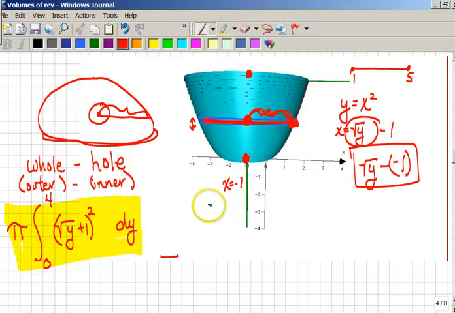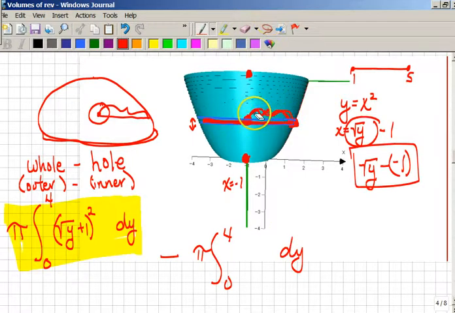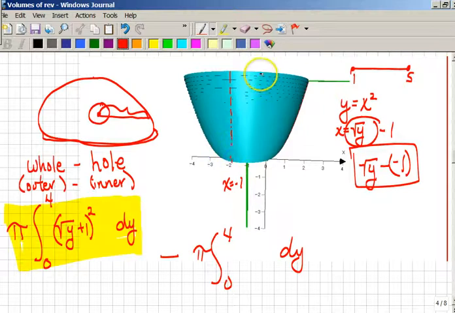Well, once you got the outer one figured out, the hole tends to be a little easier because the limits of integration are the same, 0 to 4. Pi is still out front. We know it's dy. And the radius of the hole, let me erase some of this on here, and we'll go back to the diagram. Now the hole is about in here. Let me sketch this in. There's the hole that runs right through the center of this shape.